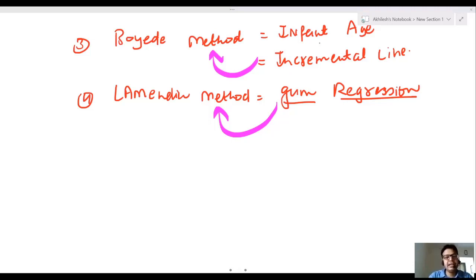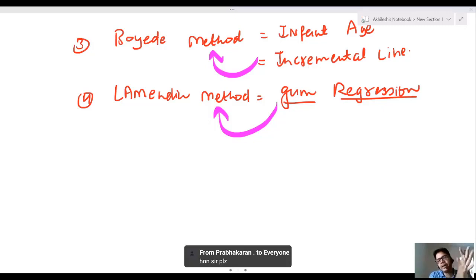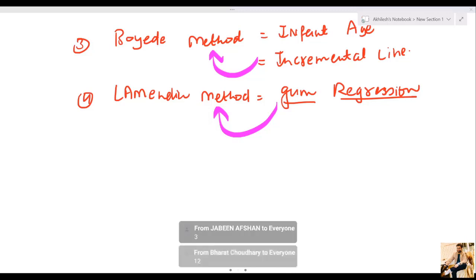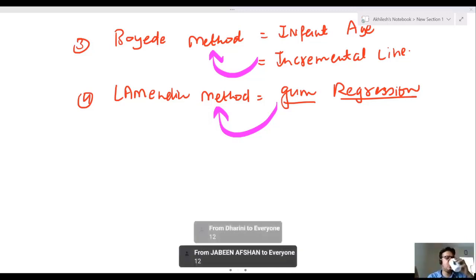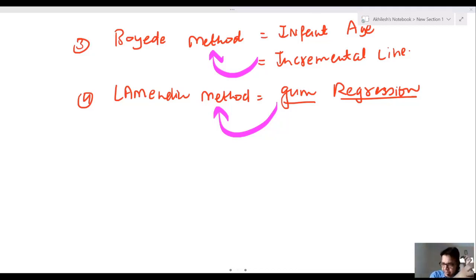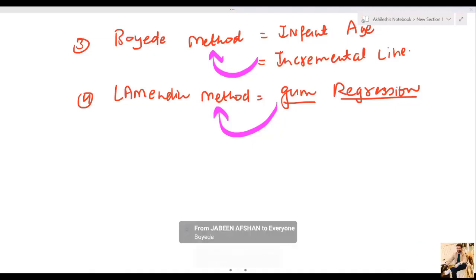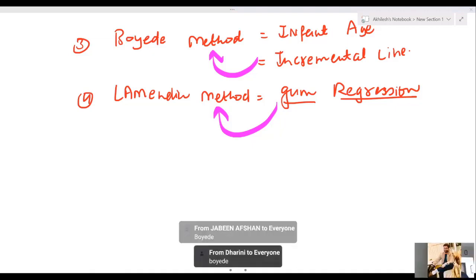How many supra-added teeth we have? 12 sir. Total will be 12, don't write 3, write the total. Okay. Incremental line, we estimate the age. What is the name of method? Boyd method. Right? Write it down. Boyd method.